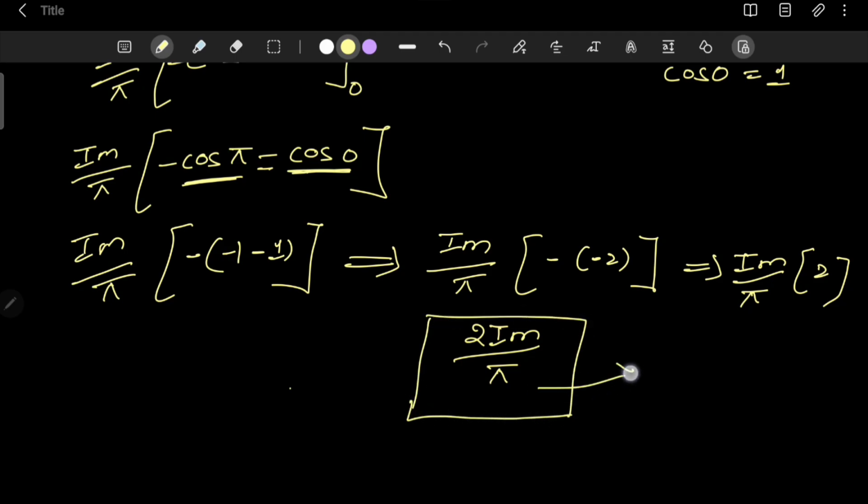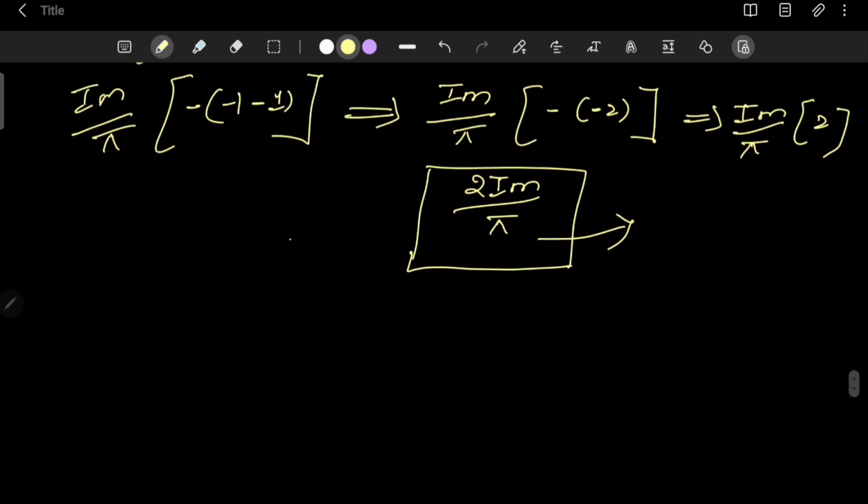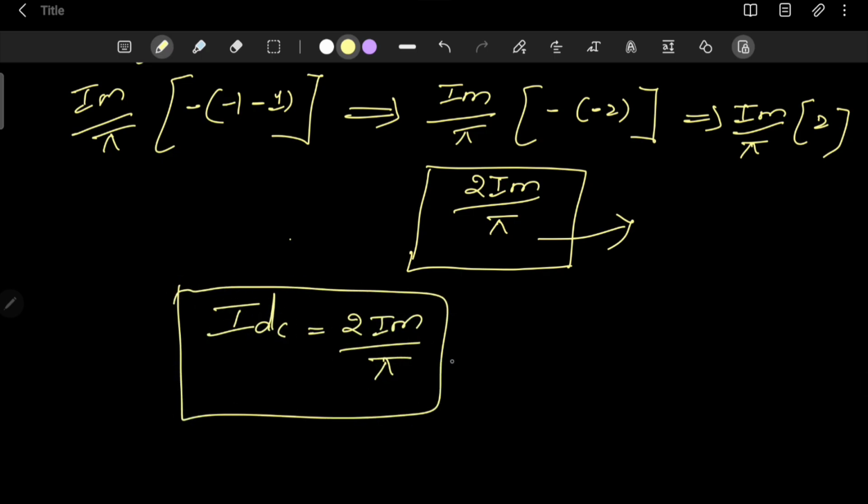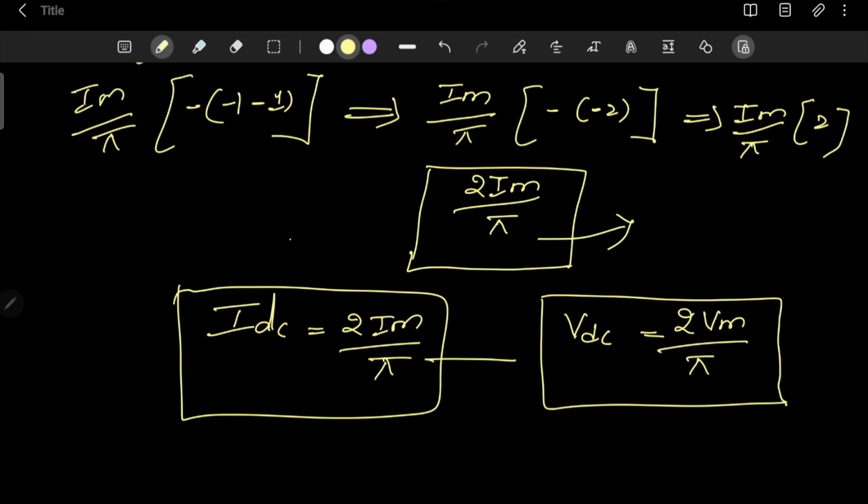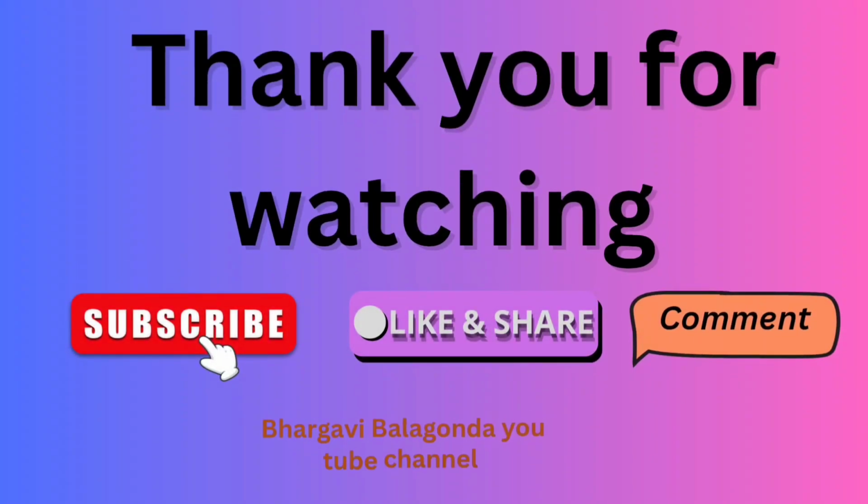In the same way, we can find the average value for voltage also. So IDC is equal to 2 Im by pi. This is for the current, and VDC is equal to 2 Vm by pi. This is for the voltage. So I hope you understand the calculation for the average value of the bridge rectifier.